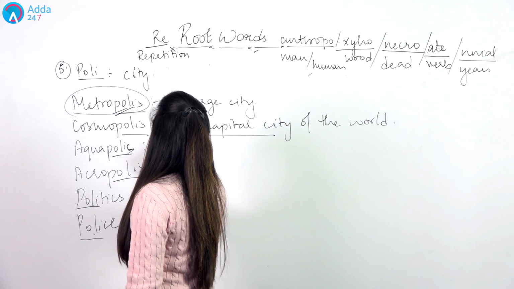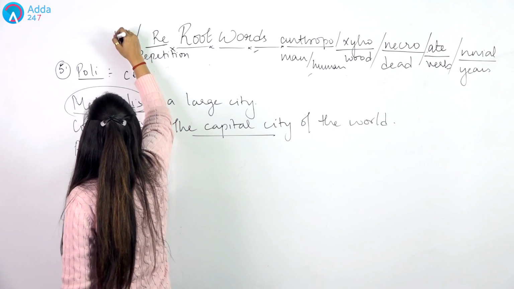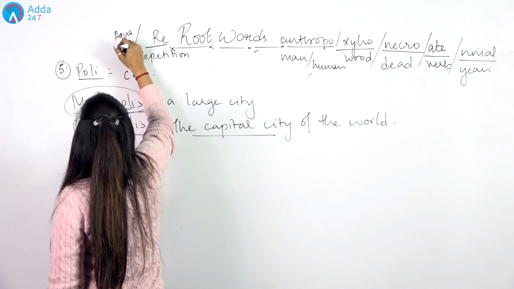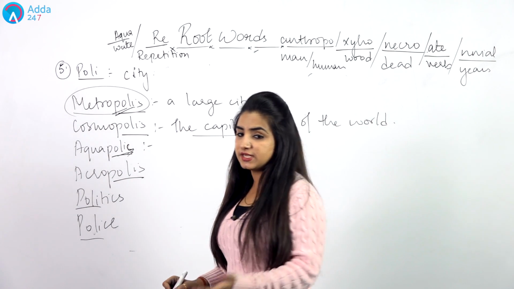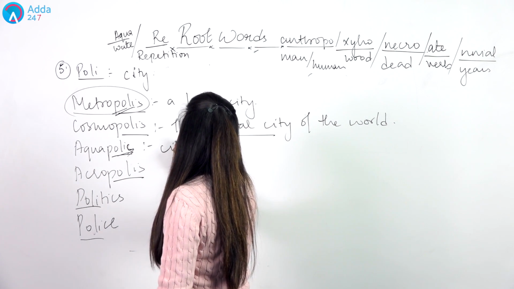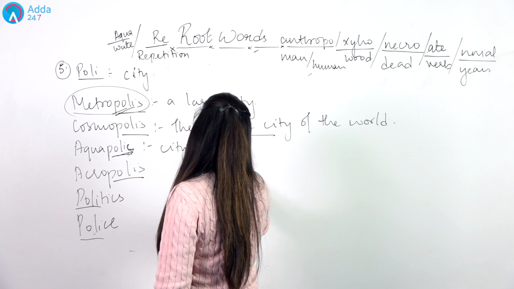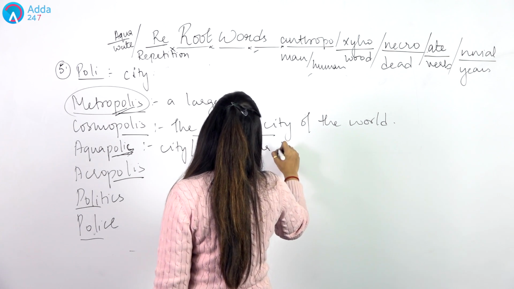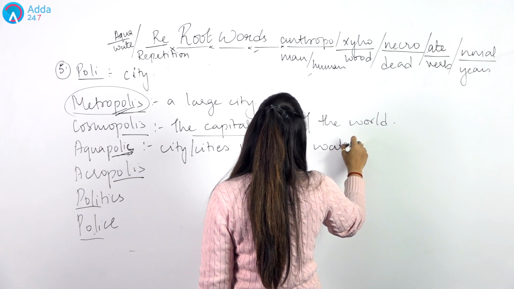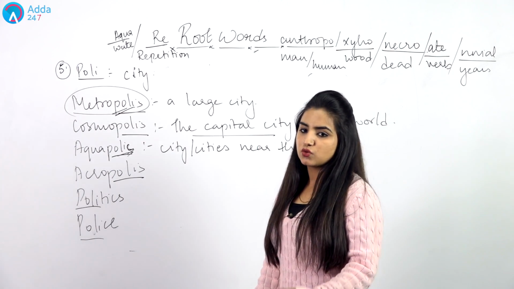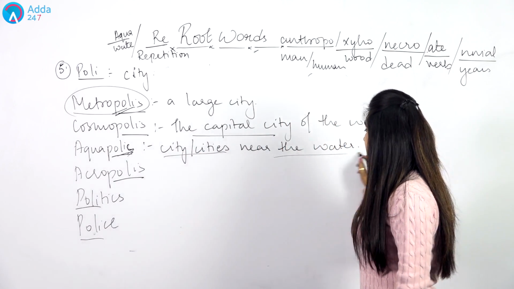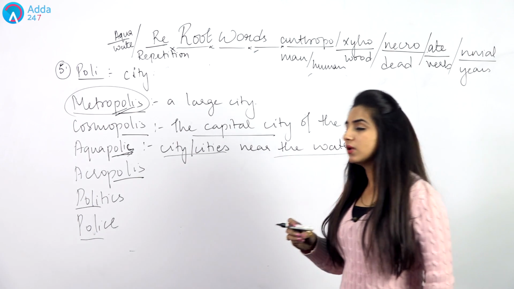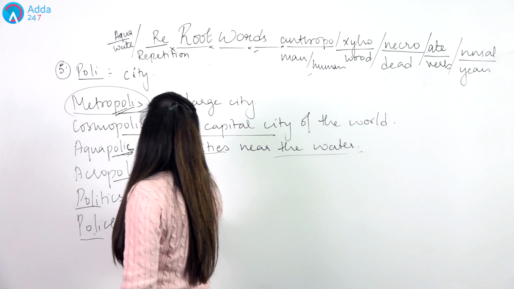Then I say aquapolis. Now see, aqua defines water. Polis defines city. So aquapolis are the city or cities near the water. For example, Mumbai is near the water, right? Allahabad is also near the water. So when I say city or cities near the water, that is what we mean by aquapolis.